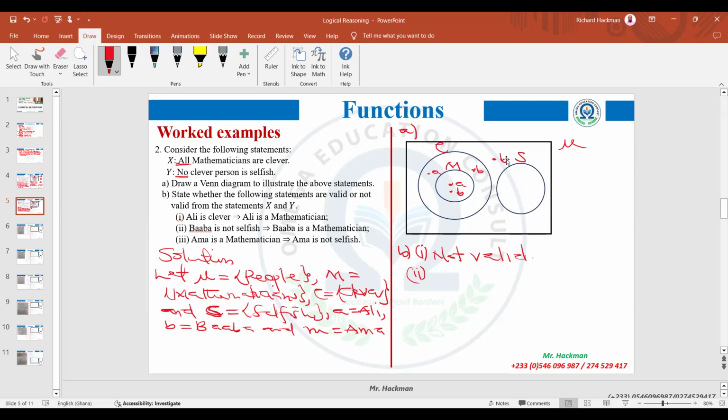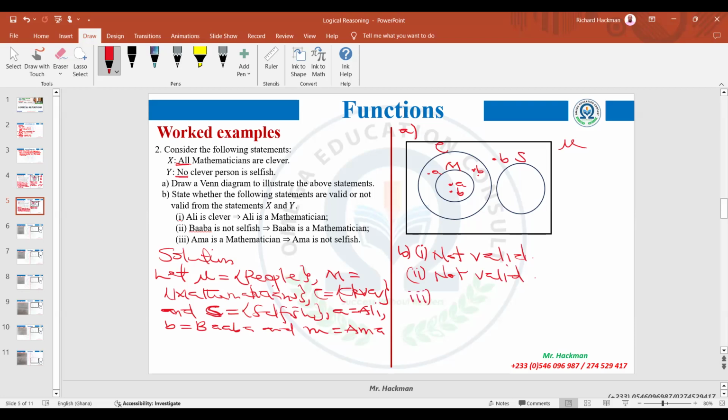How much more 2? 1 is okay. So you just use 1 of them. So in this case, you'll be able to counter because I have a Baba who is selfish but not a mathematician. So in this case, it will give me not valid, because I was able to counter. Is my point well made? Yes, please. Okay, let's go and look at III.